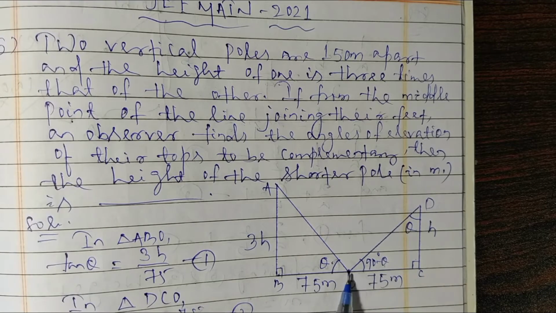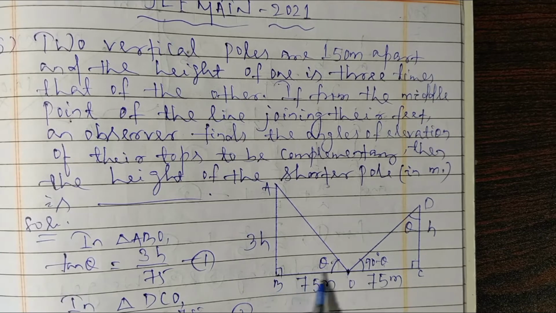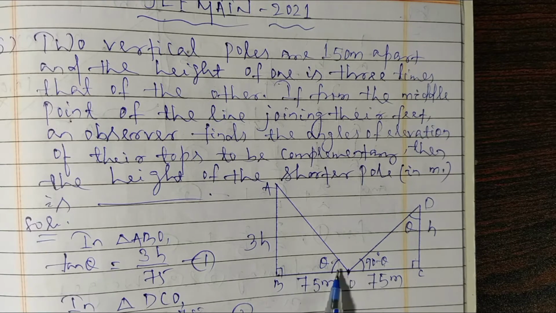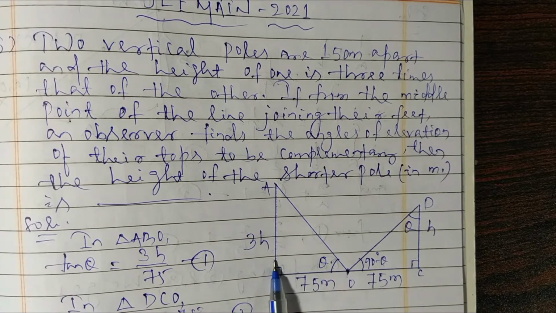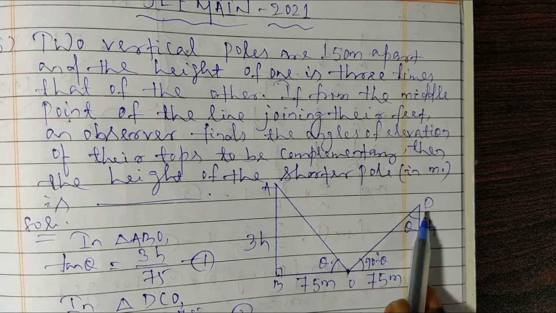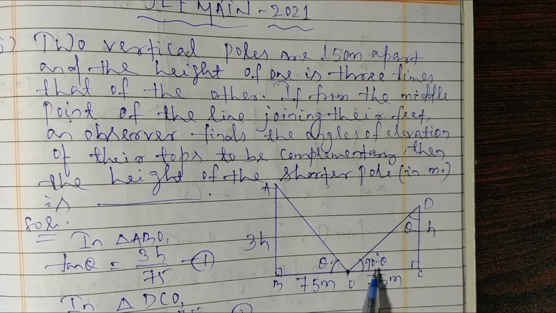This is the longer pole and this is the shorter pole, and the distance between their feet is 150 meters. This is the middle point O of this line. That means BO is 75 meters and OC is 75 meters. From O, this one is the longer pole. The angle of elevation of the top of the longer pole is theta, and of the shorter pole is 90 minus theta, because these two angles are complementary.